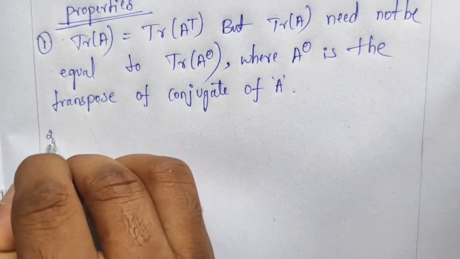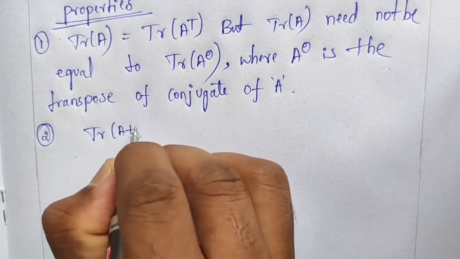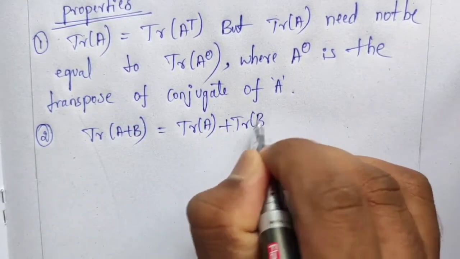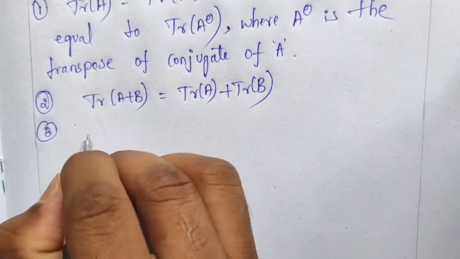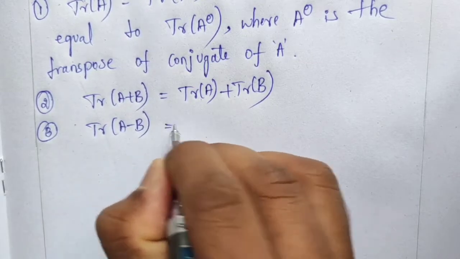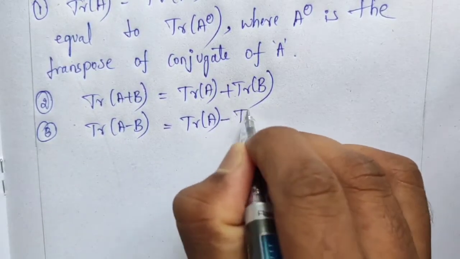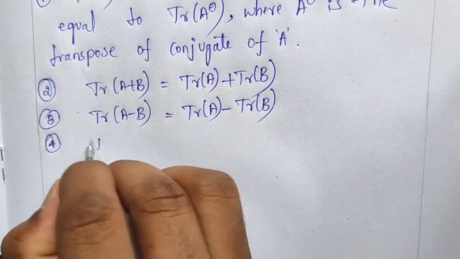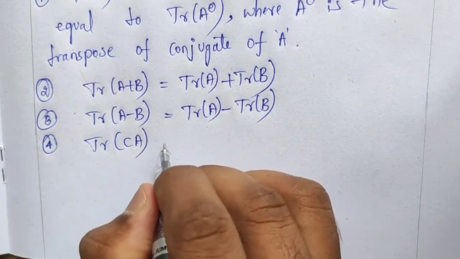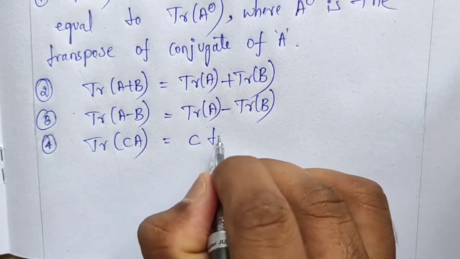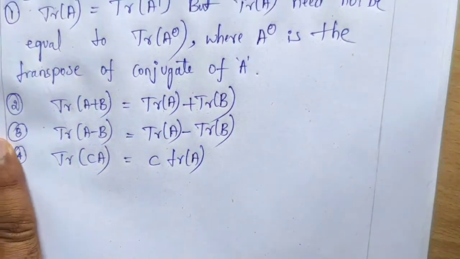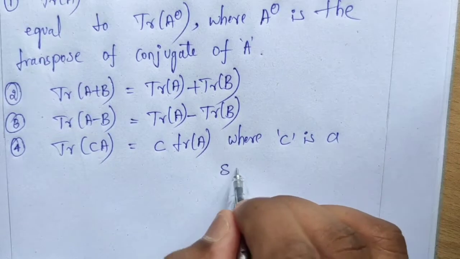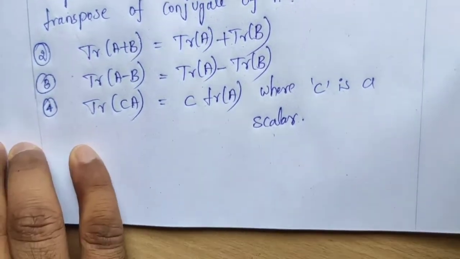Second property: trace of A plus B equals trace of A plus trace of B. Third property: trace of A minus B equals trace of A minus trace of B. Fourth property: trace of C times A equals C times trace of A, where C is a scalar.